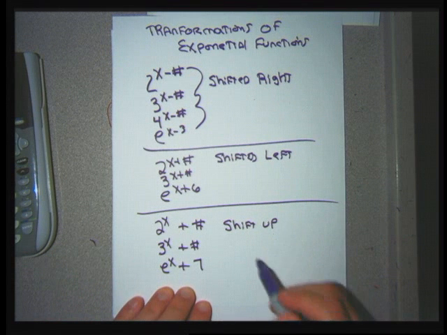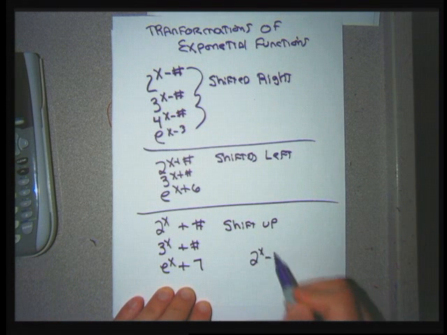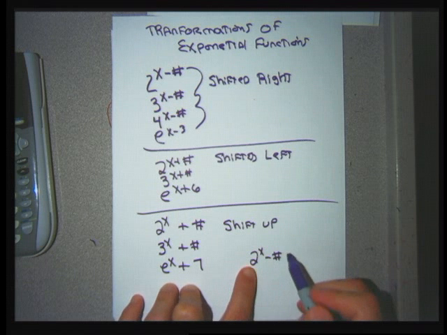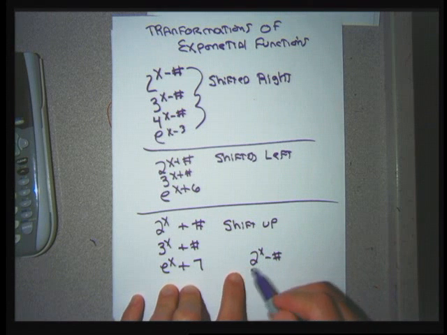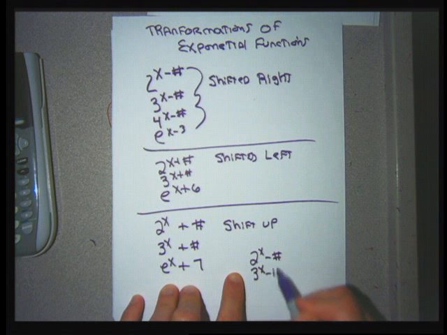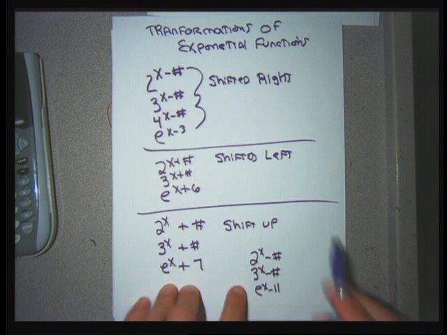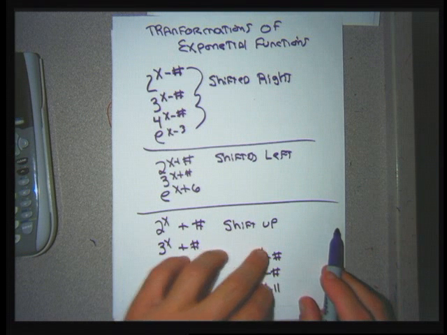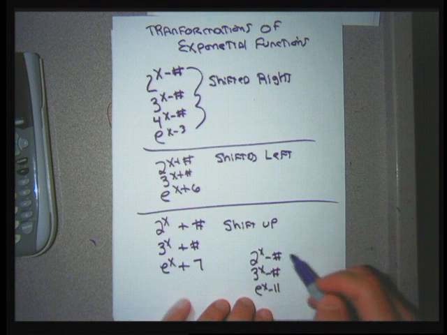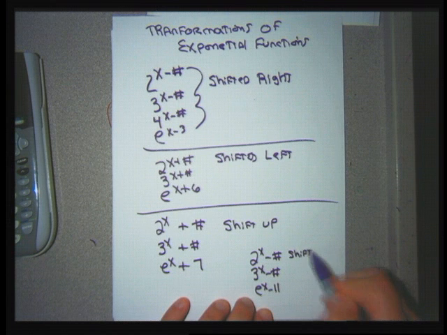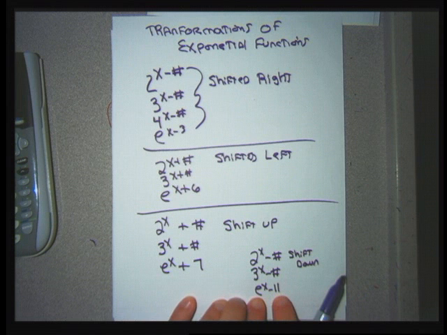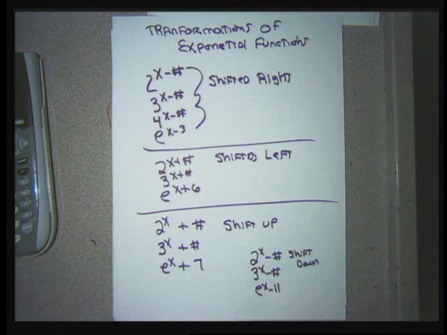So if I do something like 2 to the x minus some number, or 3 to the x minus some number, or e to the x minus 11, where the minus comes after the function and isn't in the exponent, it's going to shift the function down. This e to the x minus 11 would have the same shape as e to the x, but be moved down 11 units. So let me describe the e functions that I have.